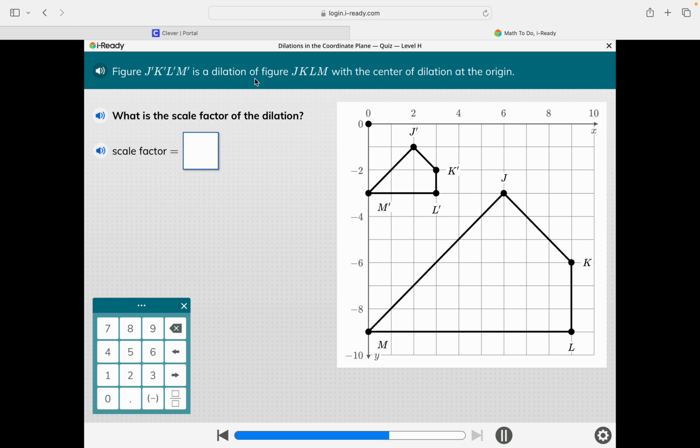So it's a dilation of figure JKLM. Okay, now you have to make 9x equal to 3. So you can make it this way, Swani. No, don't do that, Swani. Don't do that.